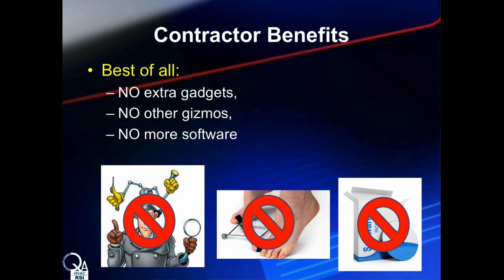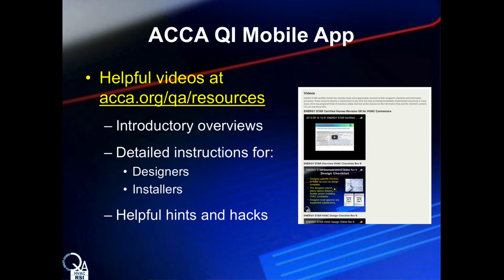And best of all, there's nothing else you need. Your phone and contractor accreditation are all that is required to use the ACCA QI mobile app. It is a flexible solution regardless of which tools your installers use. There is much more about the mobile app on our website. Visit acca.org/QA/resources for videos, instructions, and other helpful information.